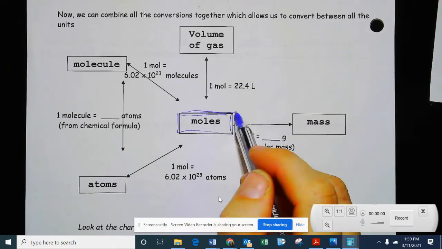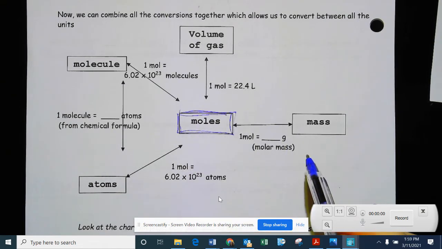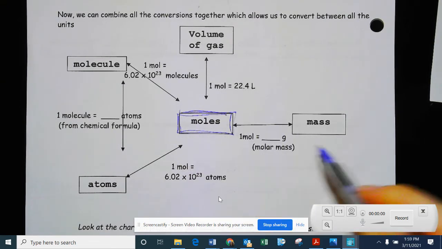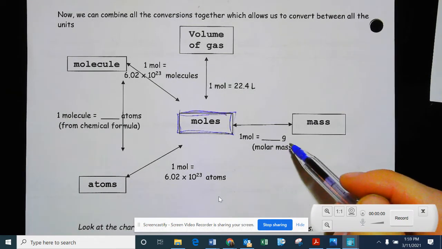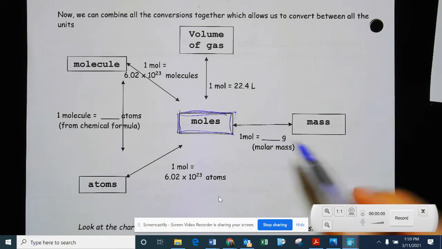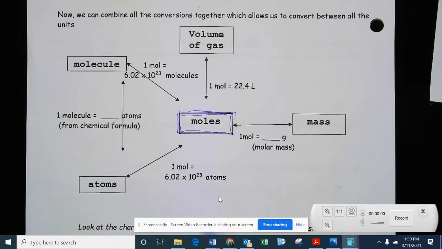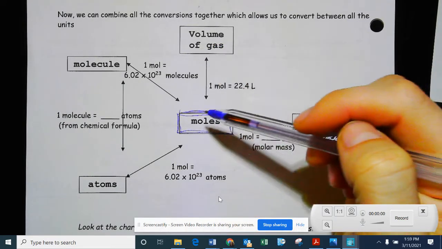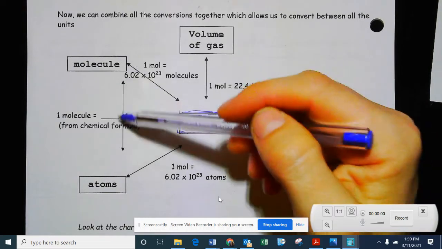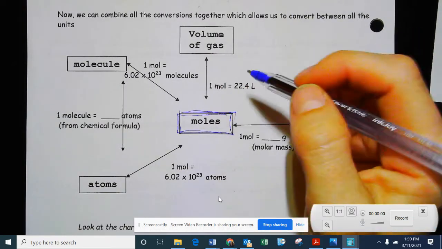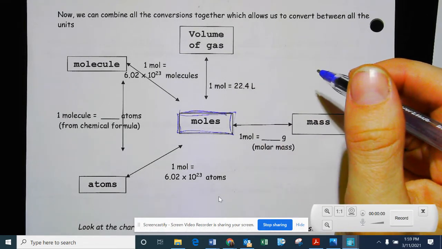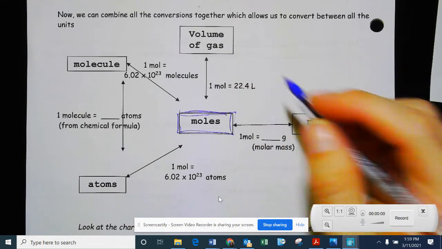So this is kind of our central thing here, right? We've got moles, and to go to mass, we've got moles going to grams, which we looked at in 5.2. We can go from moles to atoms. We can go from moles to volume. We can go from moles to molecules. And then we can also go in between molecules and atoms. So these are all of the things that you should know how to do at this point.